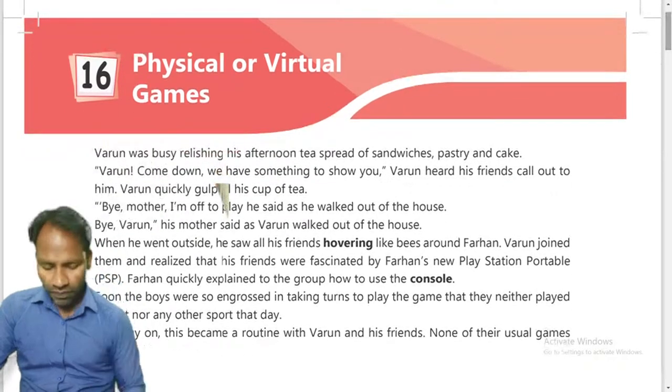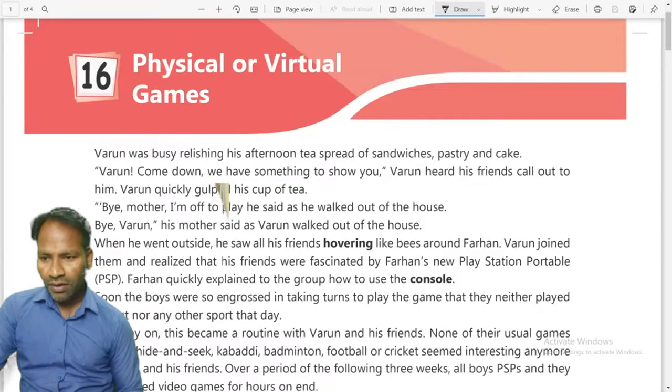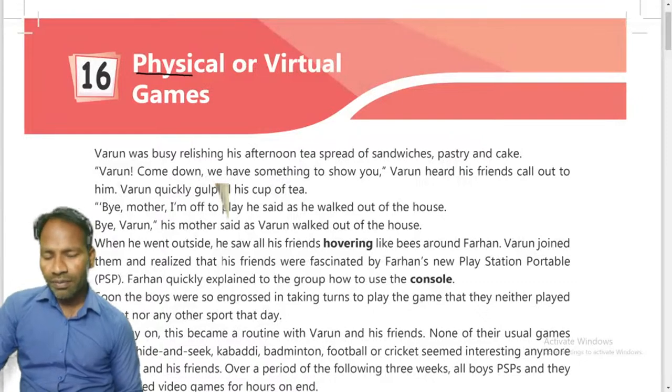Virtual means online. The games that can be played on the ground with physical activities are the physical games, for example, kabaddi, kho-kho, like that. And the games that we can play on devices, computer, smartphone, PSP, the online games, are called virtual games.